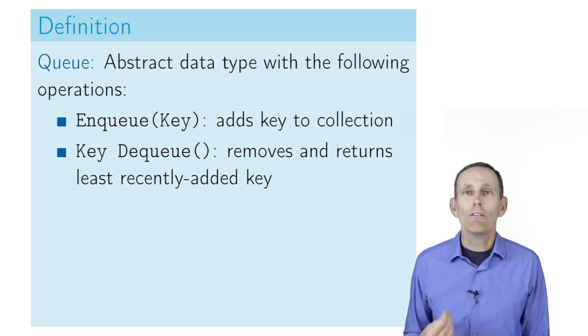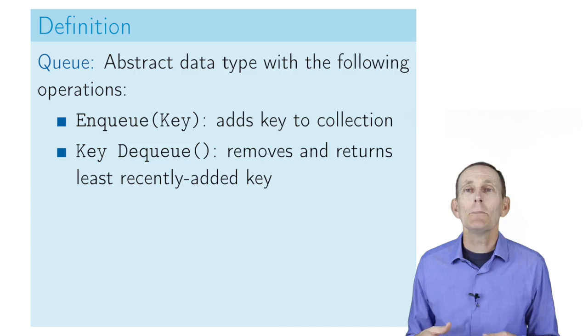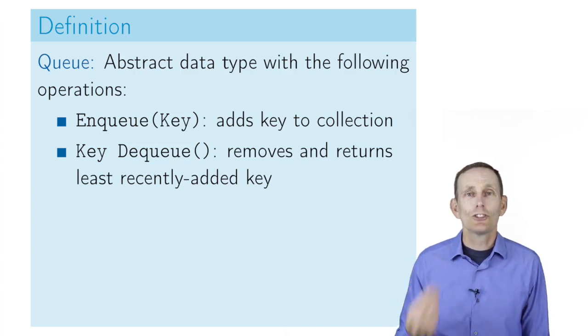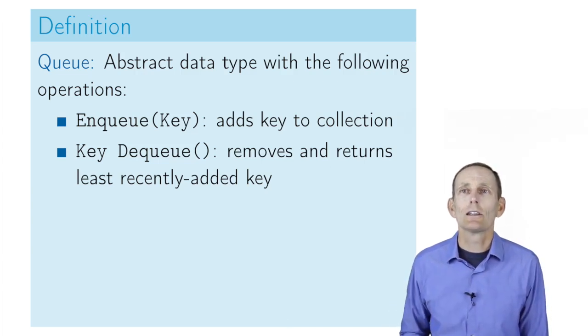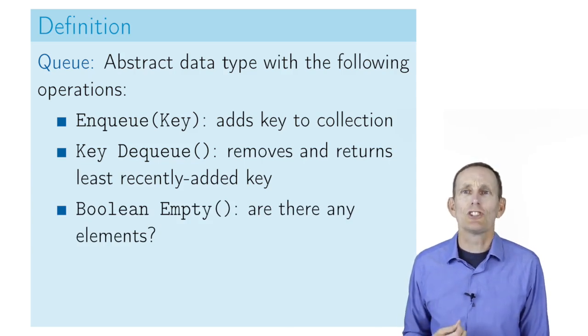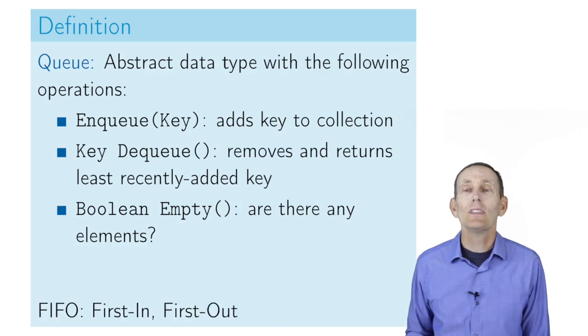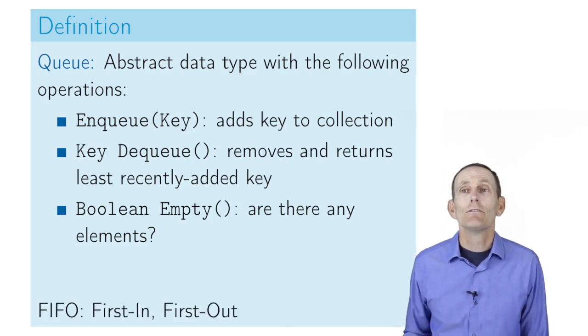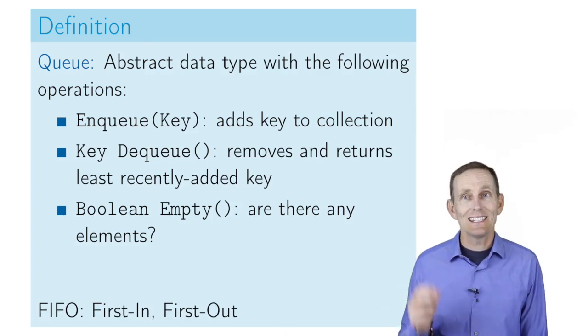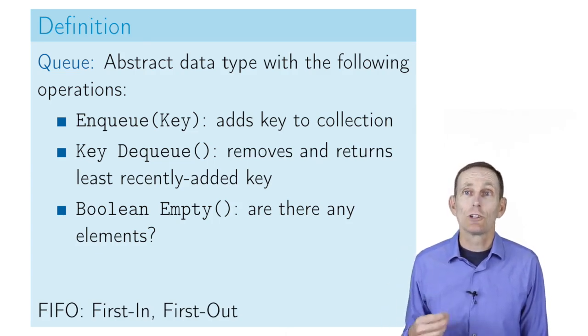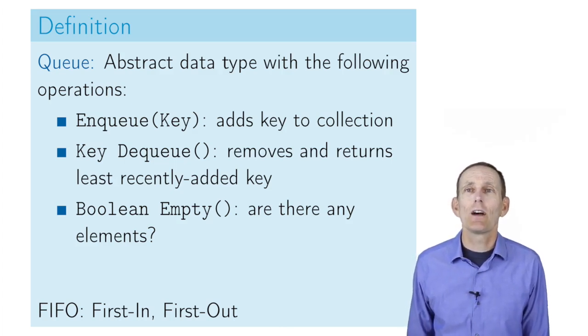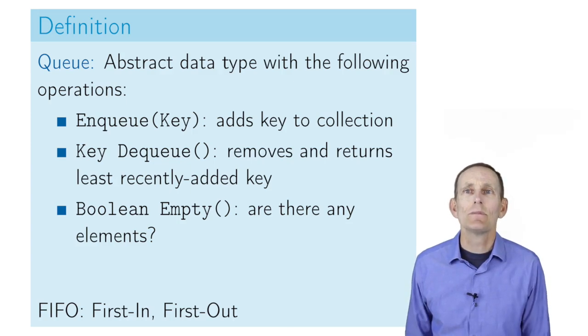So queues are very useful, for instance, for things like servers, where you've got a bunch of operations coming in and you want to service the one that's been waiting the longest. The other operation is you can find out whether a queue is empty or not. These are often called FIFO, first in, first out, and this distinguishes them from stacks, which are LIFO, last in, first out. First in, first out, or first come, first serve. Same thing.